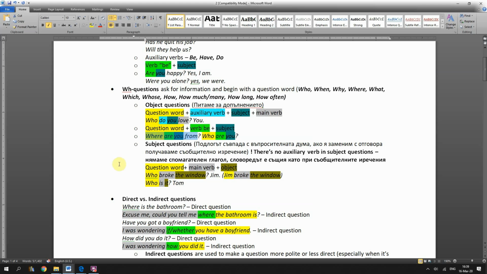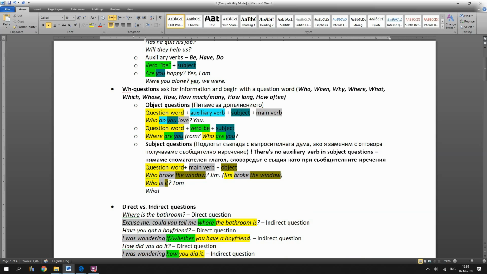So, I'm not looking for who does the action. Here, in subject questions, this is what is the question about. Who broke the window? Кой счупи прозореца? Jim. Who is it? Tom. What happened? Какво се случи? Nothing.